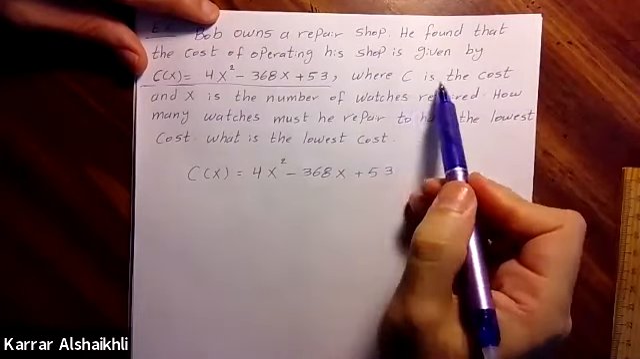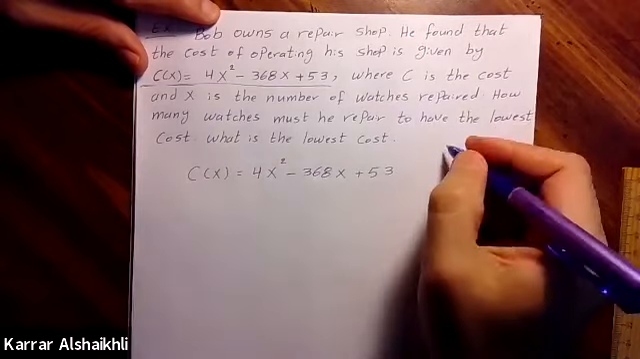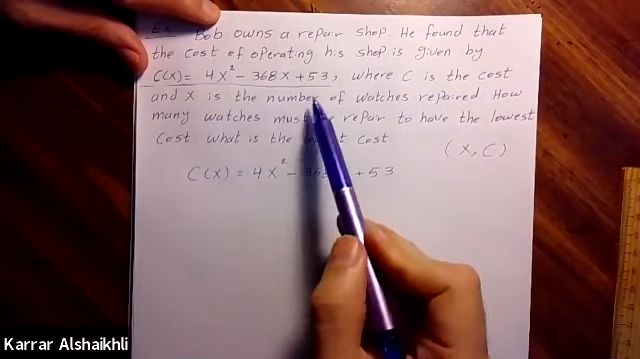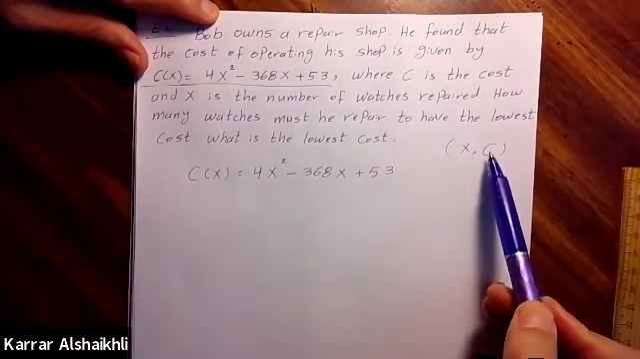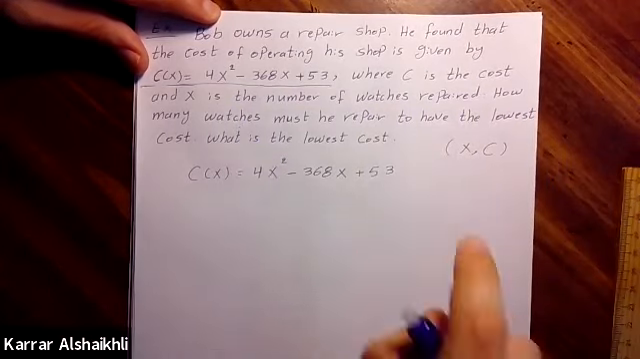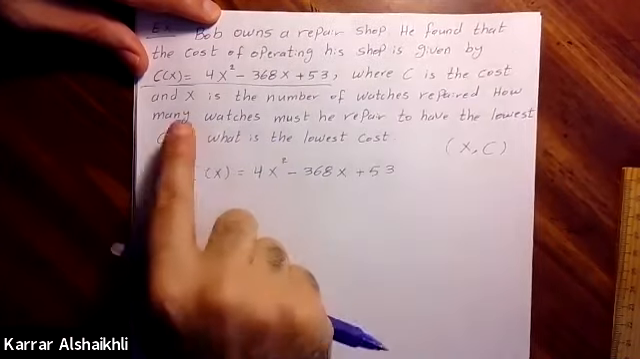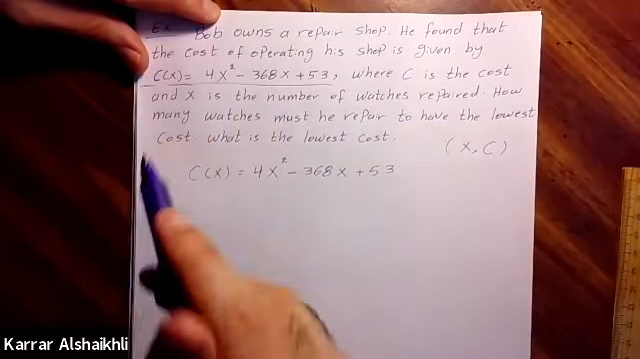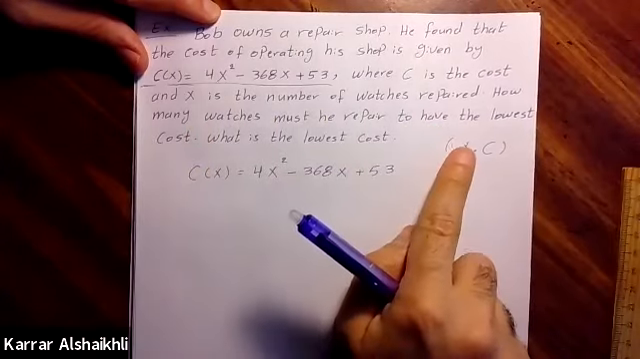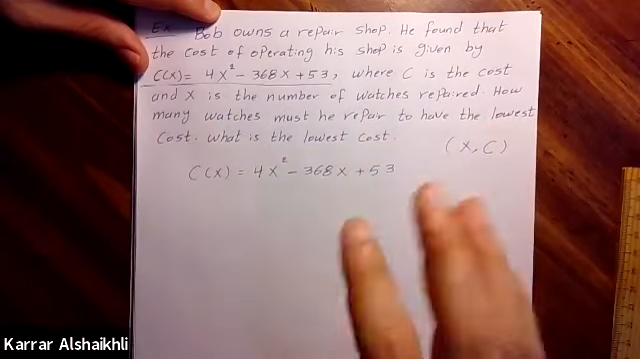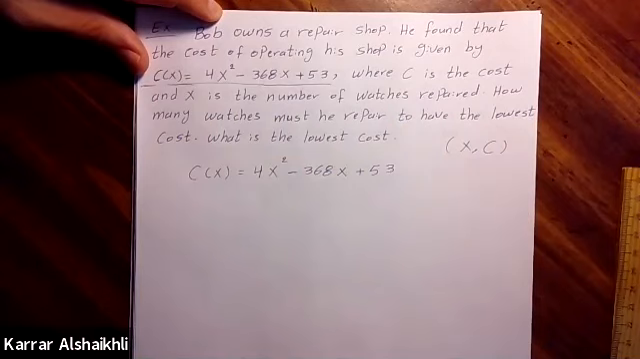Now, C is the cost, and x is the number of watches repaired. This is the number of watches and this is the cost. Here's the equation. How many watches must be repaired to have the lowest cost? That means how many watches we need to repair to get the minimum cost. So we need to find the h.